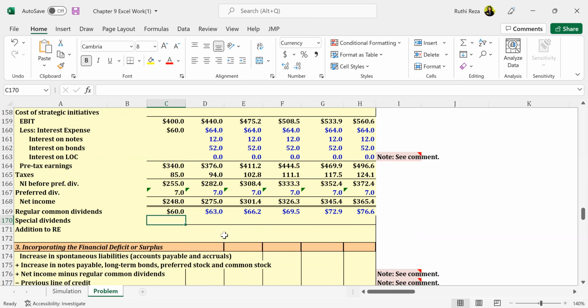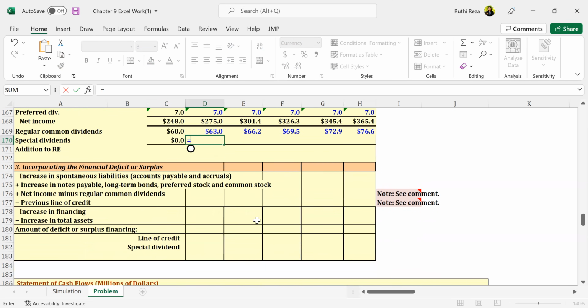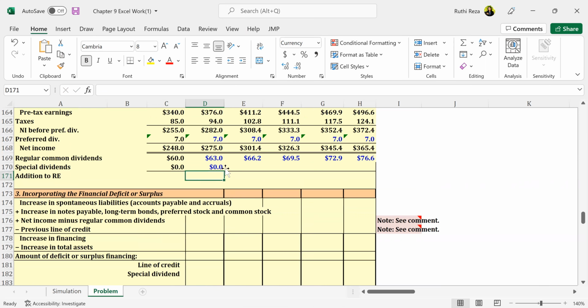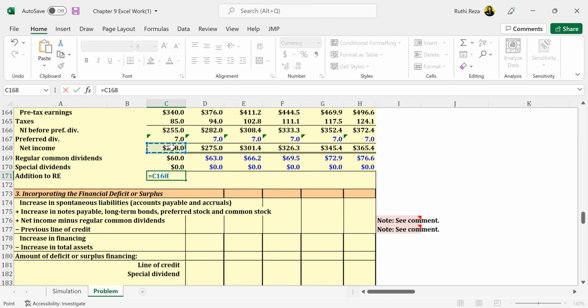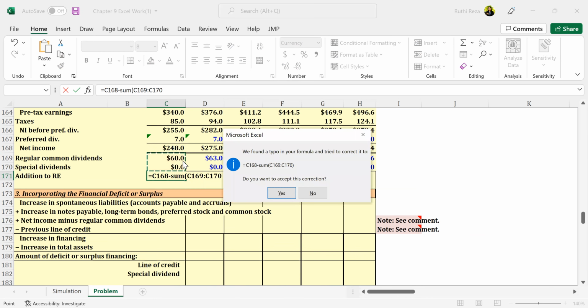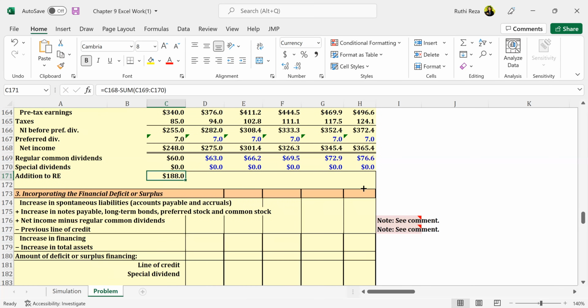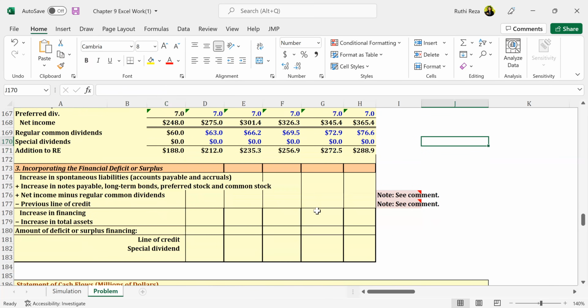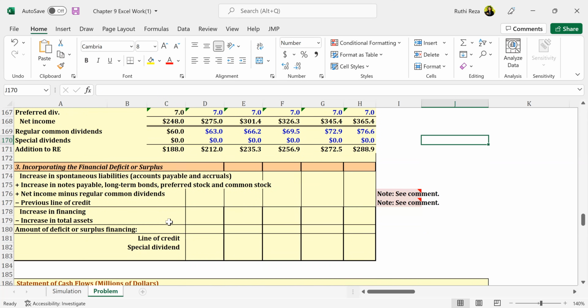Then for a special dividend, right now we don't have any special dividend, but this is one of the accounts which we are going to use to balance our total assets and total liabilities and owner's equity in the forecasted years. Then addition to retained earnings is net income minus the sum of regular and special dividends. Right. So now let us calculate our additional financing needed and then how we're going to finance it.